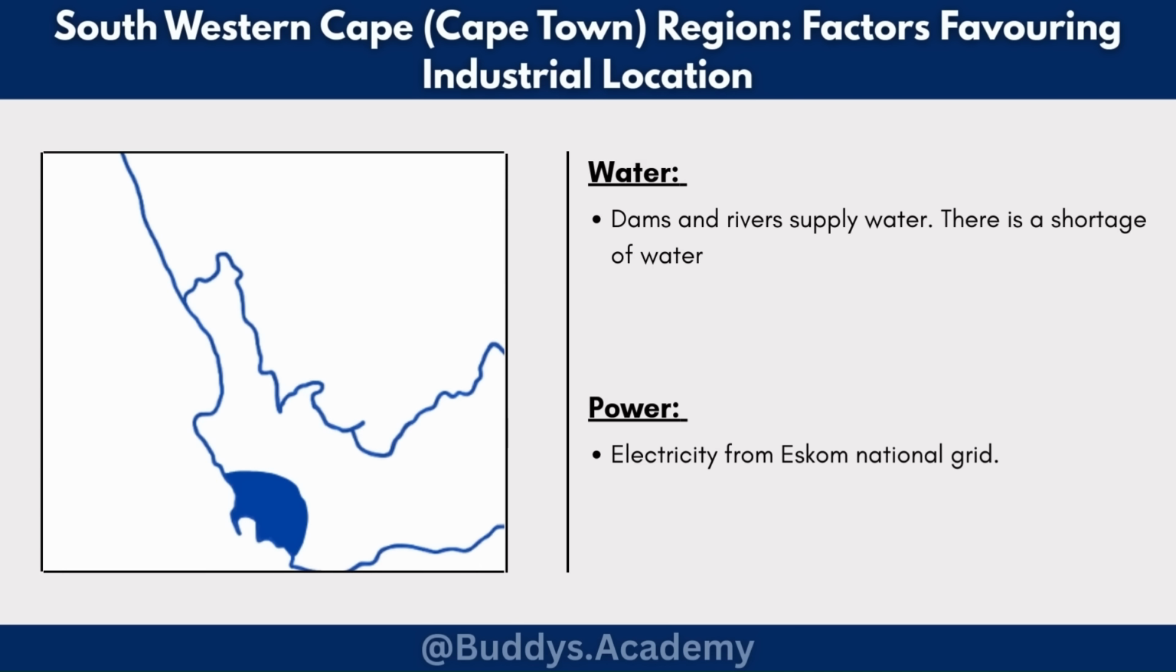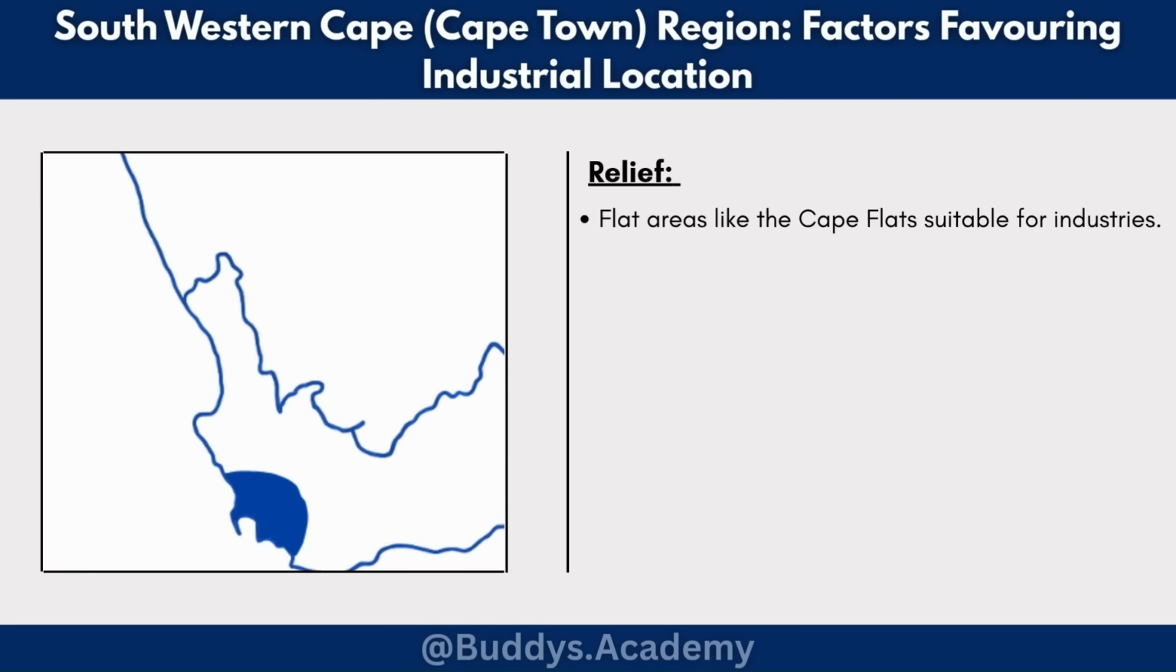In terms of raw material, there's going to be fish, fruit, wine, wheat, and imports via the harbour. In terms of water, you're going to have your dams and rivers which are going to supply water, but it's sometimes going to be limited. So there is going to be a shortage of water in the Western Cape. In terms of power, you're going to get electricity from Eskom. And in terms of relief, you're going to have your flat areas like the Cape Flats, which will be suitable for industries.